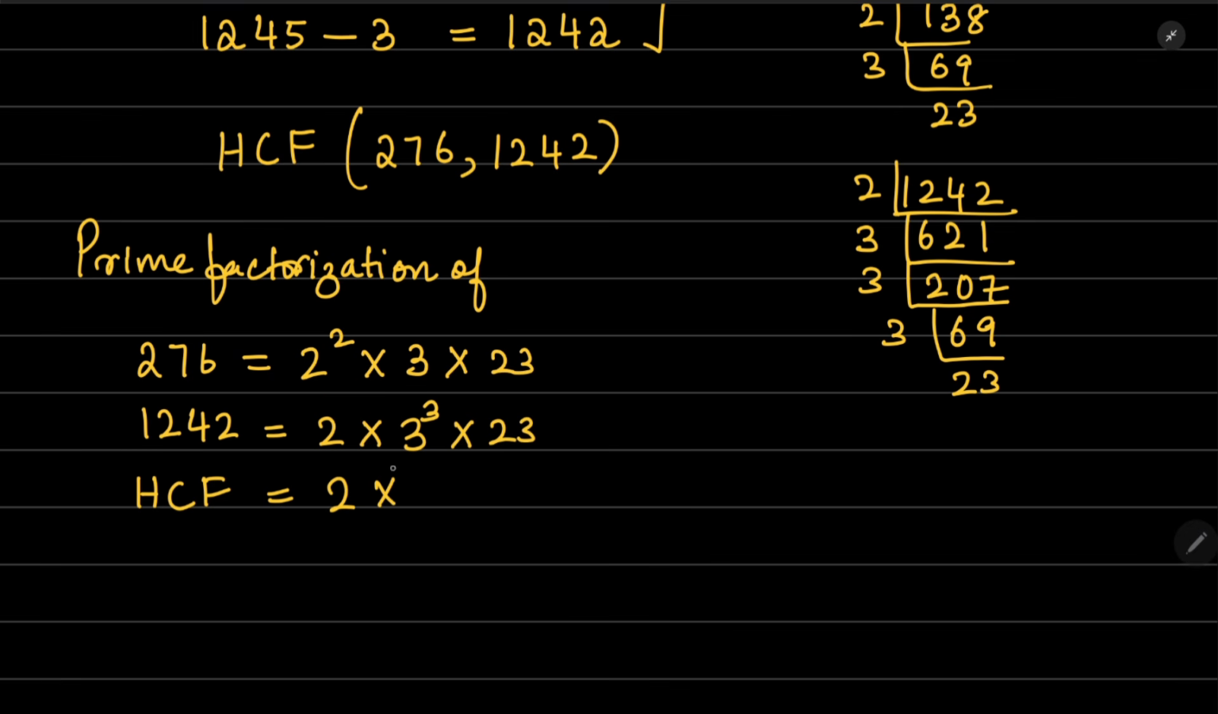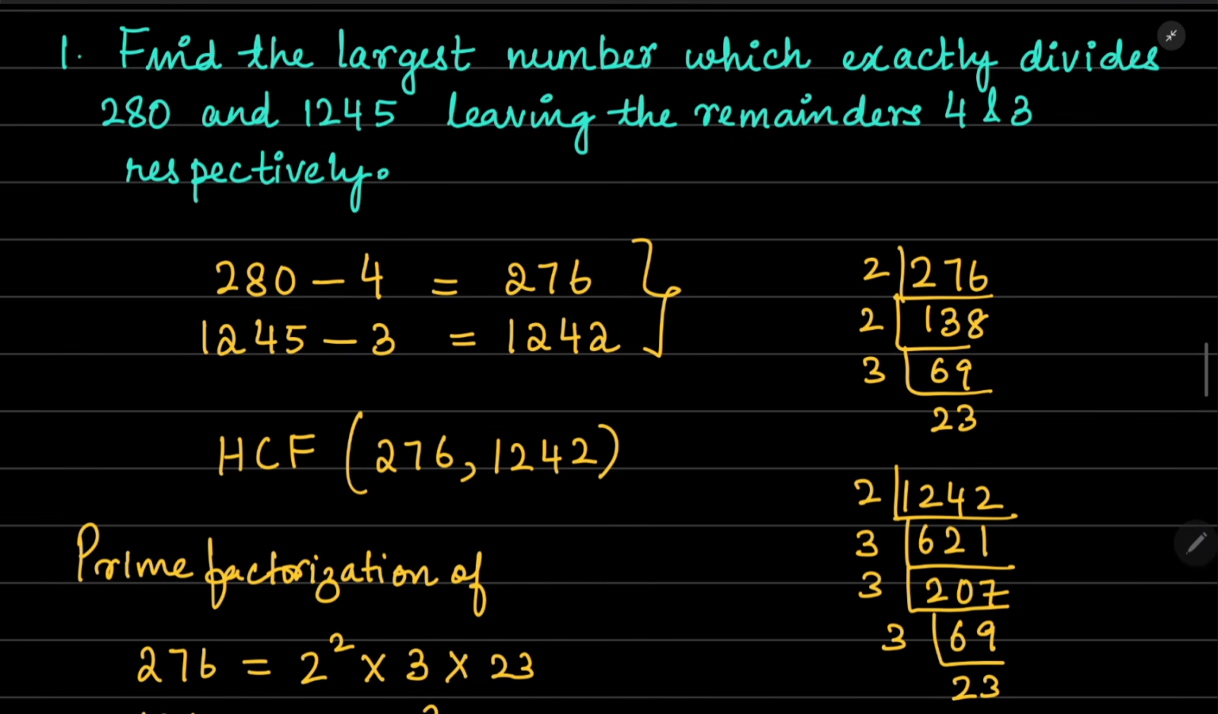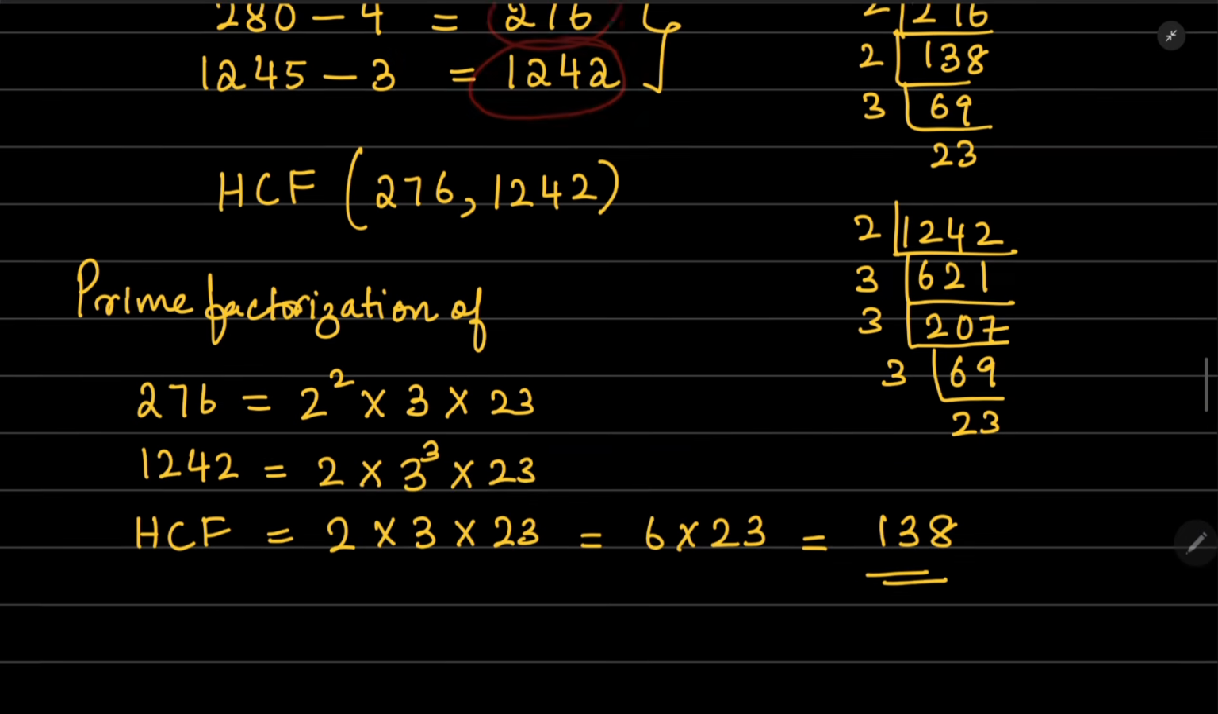So 2. For 3, what is it? Here you have 3 as a prime factor. One of the powers is 3, the other one is 1. You have to take the lowest power. So 3 to the power 1 and 23. Right? So here you will have 6 multiplied by 23. 3 twos are 6, so 6 threes are 18. 138 is the correct answer. So 138 is the largest number which divides 276 and 1242 perfectly.